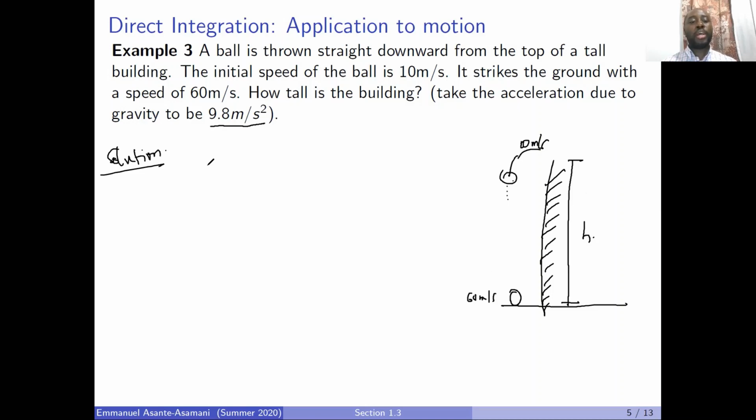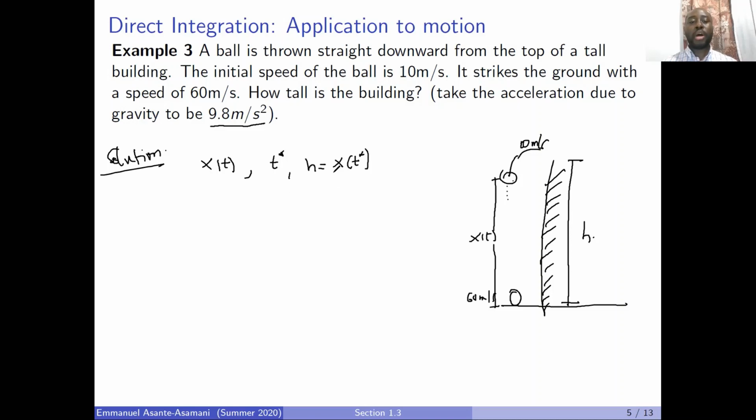Okay, so if we had the position function, let's call it x of t, and let x of t be the position of this ball at any time t, measured from the top of the building. If we have this position function, and if we knew that this ball will strike the ground at some time t star, then the height of the building would be the distance the ball has traveled at t star, because it would have completely gone through the entire building in terms of its height.